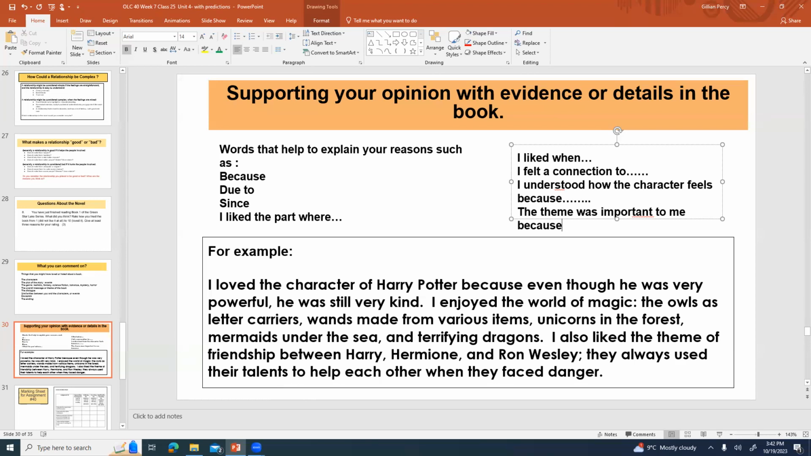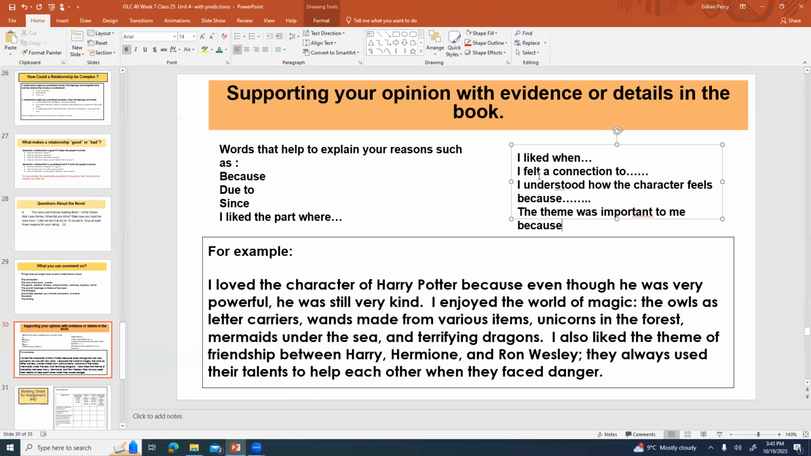I'm giving an example using Harry Potter just because I feel like most of us have probably either read the book or seen the movie. I loved the character of Harry Potter because even though he was very powerful, he was still very kind. I enjoyed the world of magic, the owls as letter carriers, wands made from various items, unicorns in the forest, mermaids under the sea, and terrifying dragons. I also liked the theme of friendship between Harry, Hermione, and Ron Weasley. They always used their talents to help each other when they faced danger.